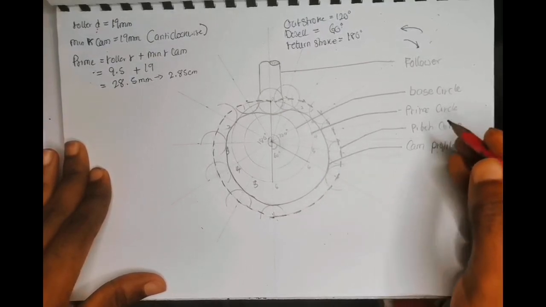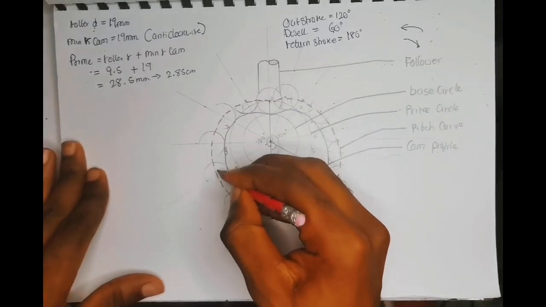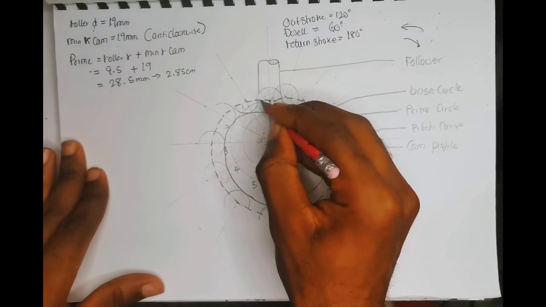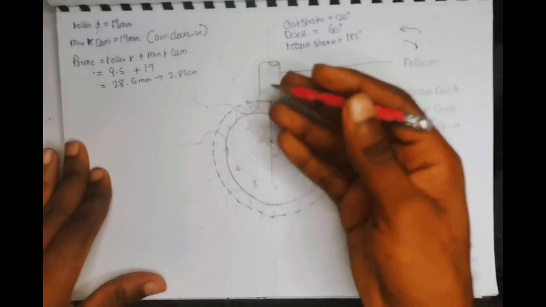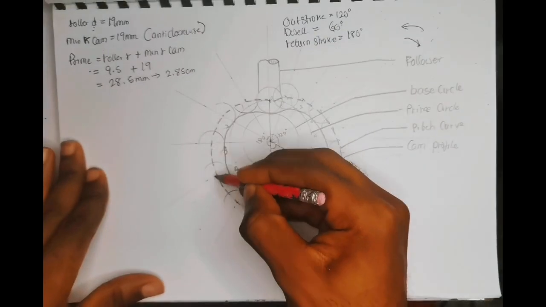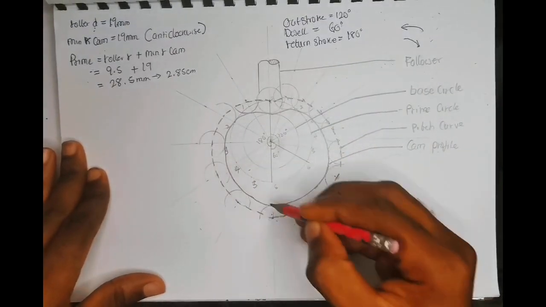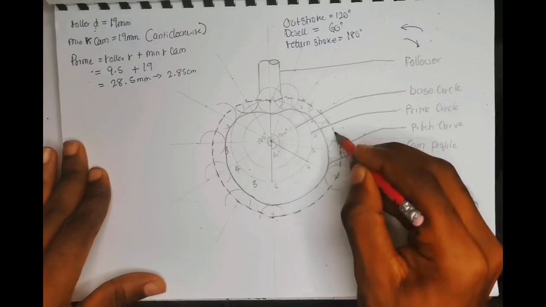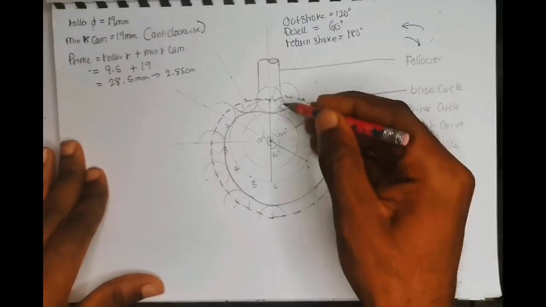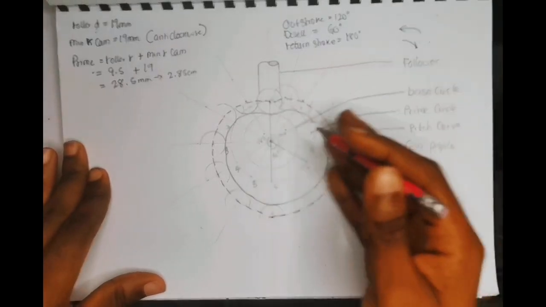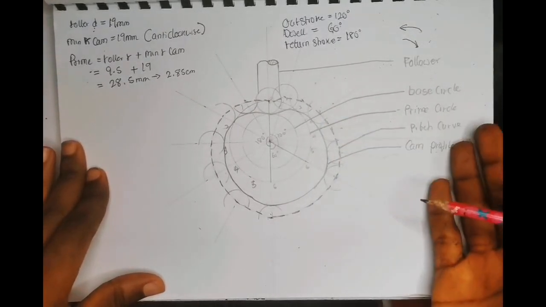The pitch curve is gotten from the centers of the roller followers. The center of the roller follower. Sketch a curve, or use your French curve, to pin from each point of the roller followers. That's how you get the pitch curve. You can use a dotted line so that you can differentiate the cam profile and the pitch curve. The cam profile is the main focus. The pitch curve can be asked sometimes.